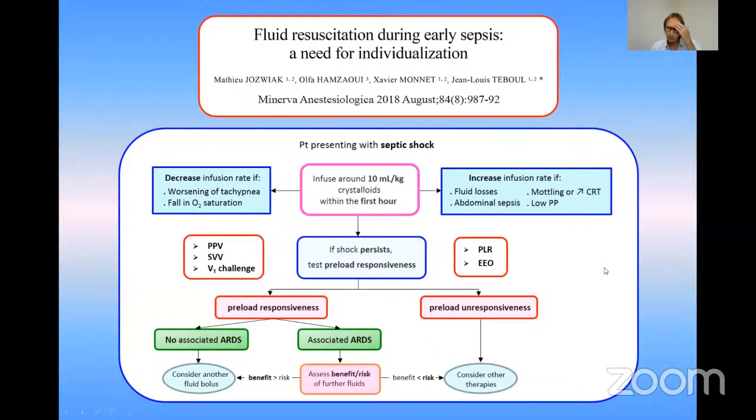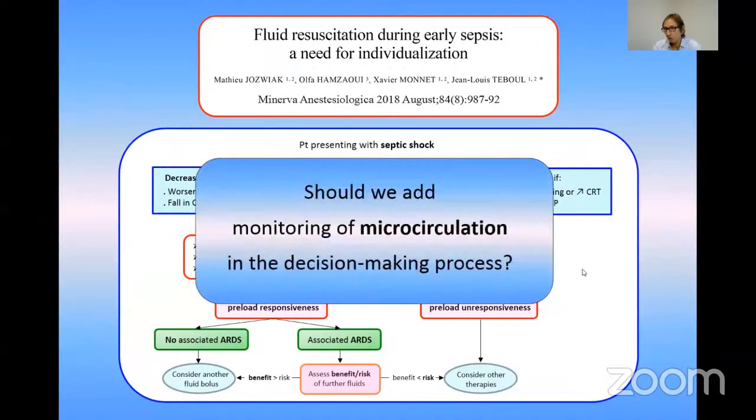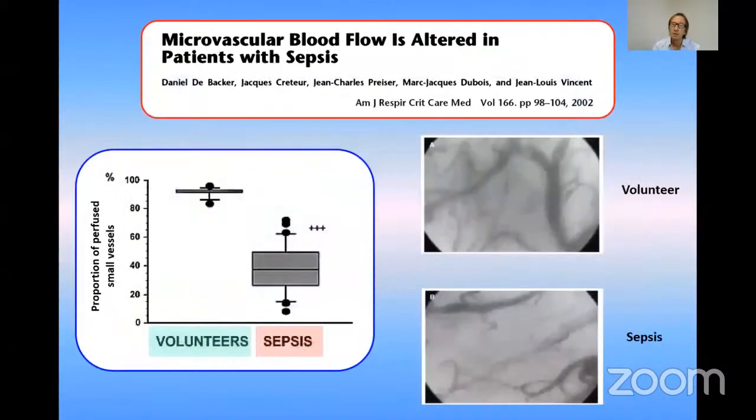This is a traditional way to manage patients during the early phase of resuscitation of patients with septic shock. And the question is, should we add monitoring of microcirculation in this decision-making process? Why? Because we know from more than 20 years now that microcirculation is altered in patients with sepsis.